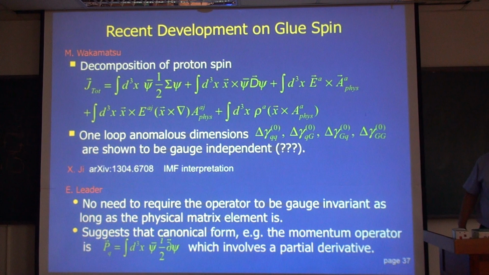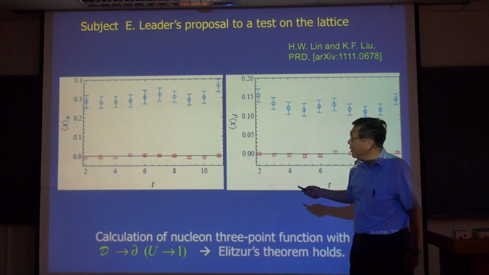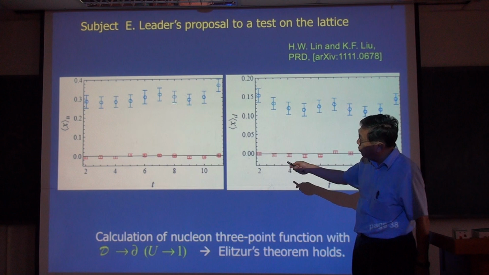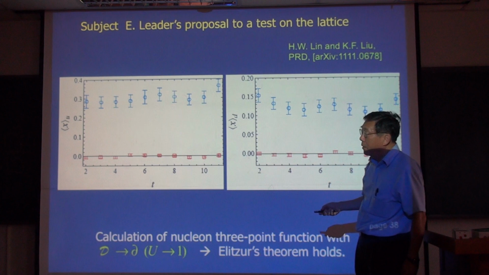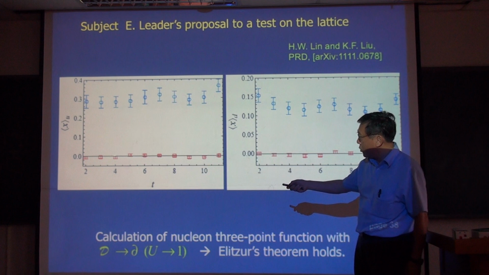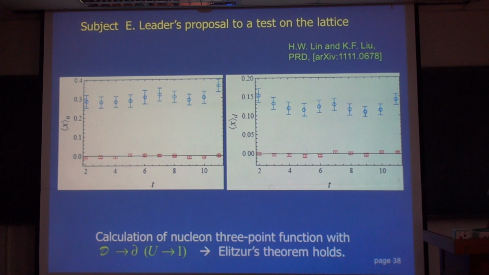So over one weekend, we did the calculation and showed x for the u and d, this is what we look at as a function of time. You look for a plateau to get a number, all right? So u here and d here for the momentum. But when you switch off the gauge fields, setting them to one, this is what she got: zero. So that's the explicit proof. If you don't have a gauge invariant quantity, this is what you get.